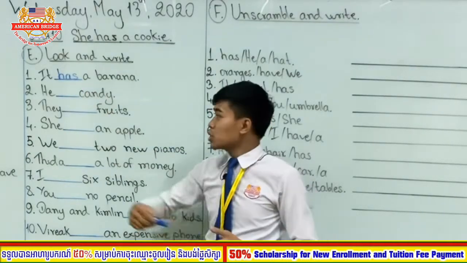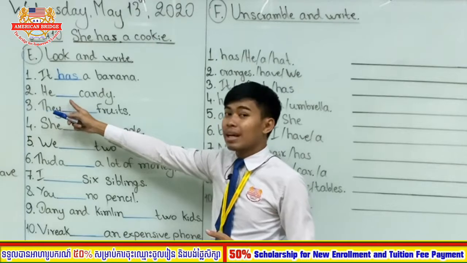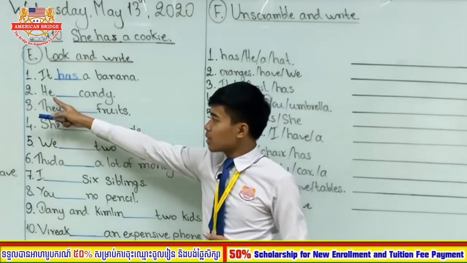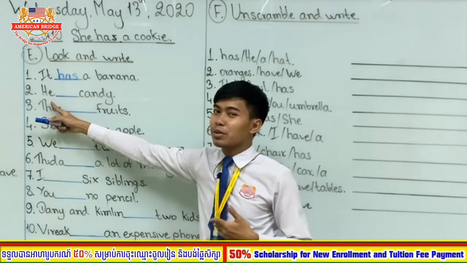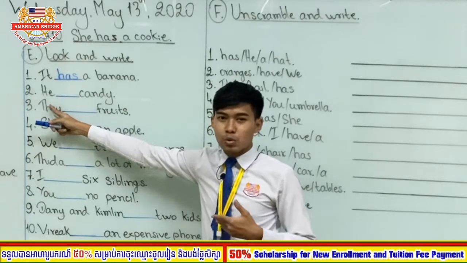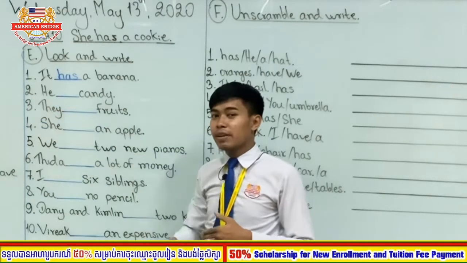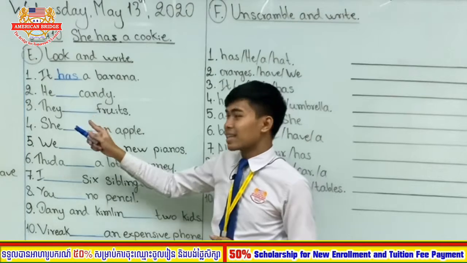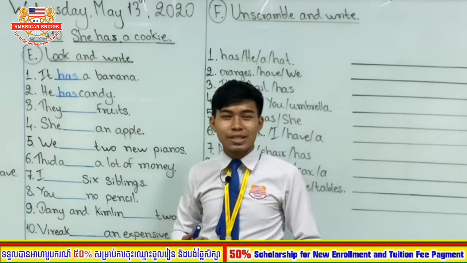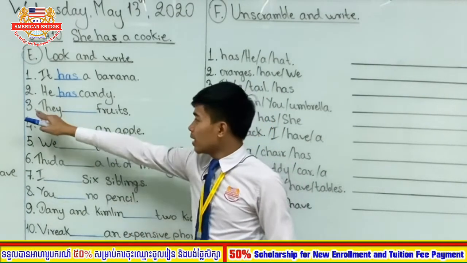Let's go to number 2. He blank candy. So the subject is he, right? So he we use with have or we use with has? So he we use with has, right? He has candy.